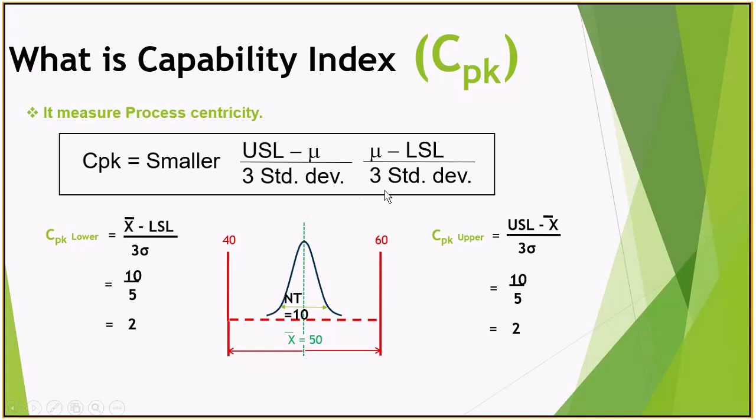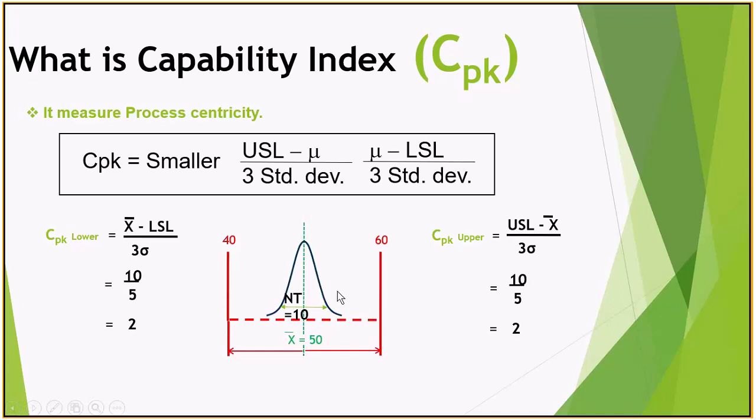Similarly, the other part of this formula is this. This is your mu, which is your average, minus the lower specification limit, meaning this difference, divided by again the natural tolerance. So what I am checking is whether this difference, USL minus mu, or this difference, mu minus LSL, divided by the natural tolerance of this side and the natural tolerance of this side.